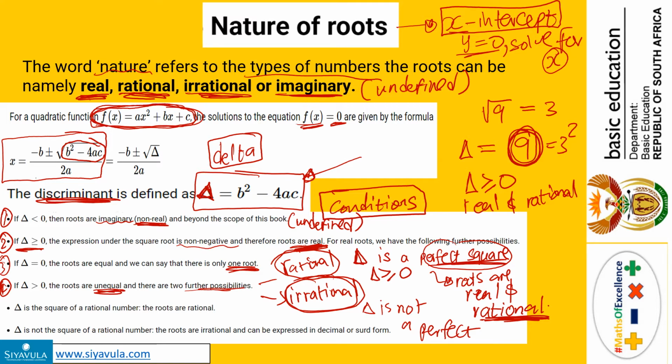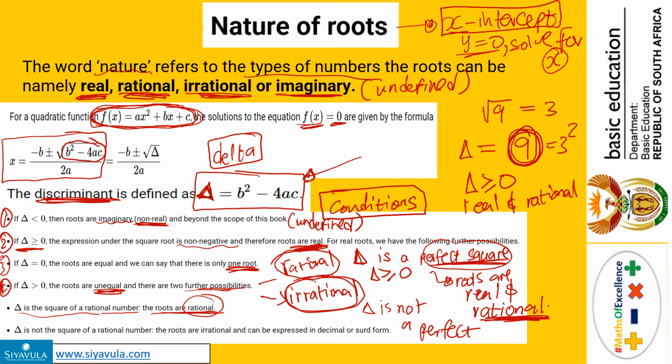So yeah, they are explaining these further possibilities. Delta is the square of a rational number. If delta is a square of a rational number, the roots are rational, right? If delta is a perfect square and greater than 0, obviously the roots will be rational, as I've told you.